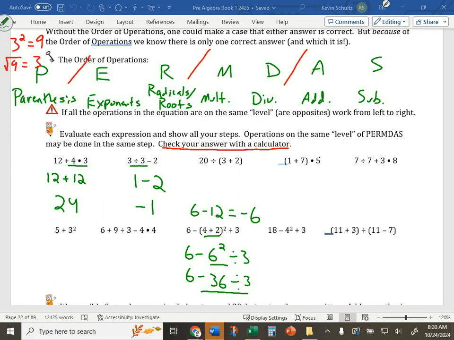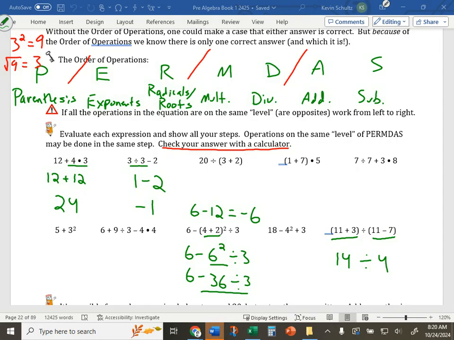The last one. 11 plus 3 divided by 11 minus 7. So we have two sets of parentheses, and then division in between them. What are we doing first? 11 plus 3. Yeah. And can we do this other set of parentheses at the same time? Yes. Because we have to do both of them before we divide anyway. So one doesn't really affect the other. We might as well do them both at once. So 11 plus 3 is 14, and we're dividing that by 11 minus 7, which is 4.